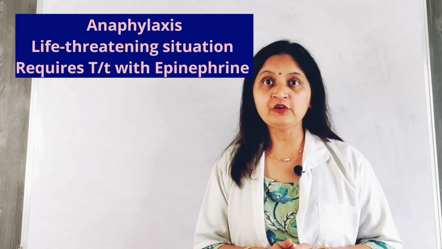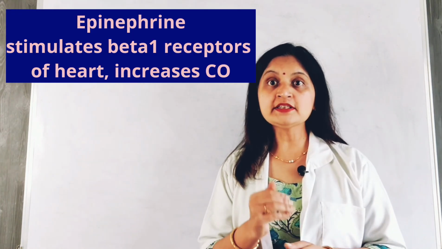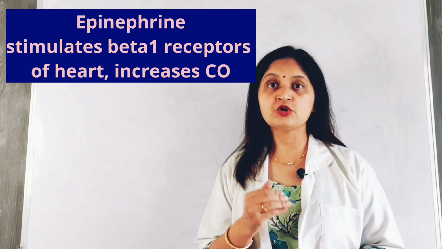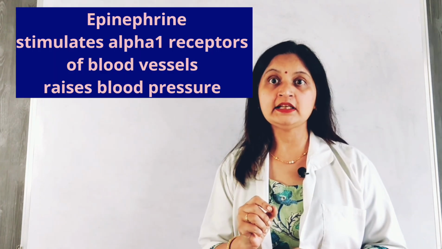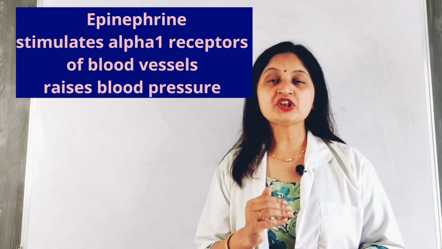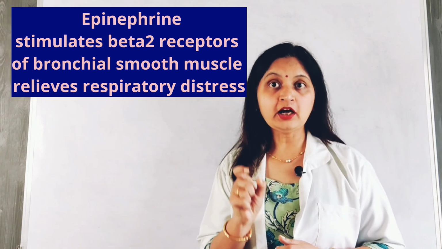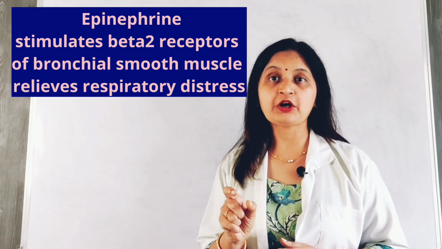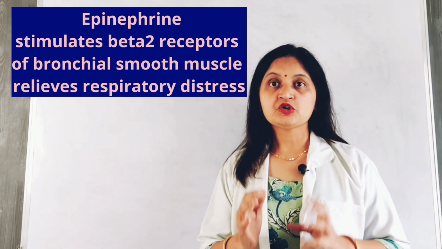So how is epinephrine useful in anaphylactic shock? Epinephrine, by stimulating the beta-1 receptors of the heart, increases the contractility, the cardiac output increases, so this restores the blood volume. By stimulating the alpha-1 receptors of the blood vessel, it increases the blood pressure and helps to restore the blood pressure to normal. And also due to action on beta-2 receptors of the bronchial smooth muscles, they cause bronchodilation, and this helps in relieving the respiratory distress.